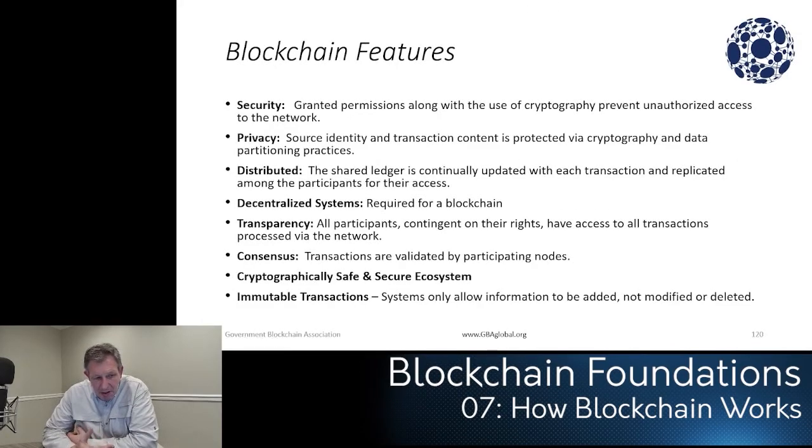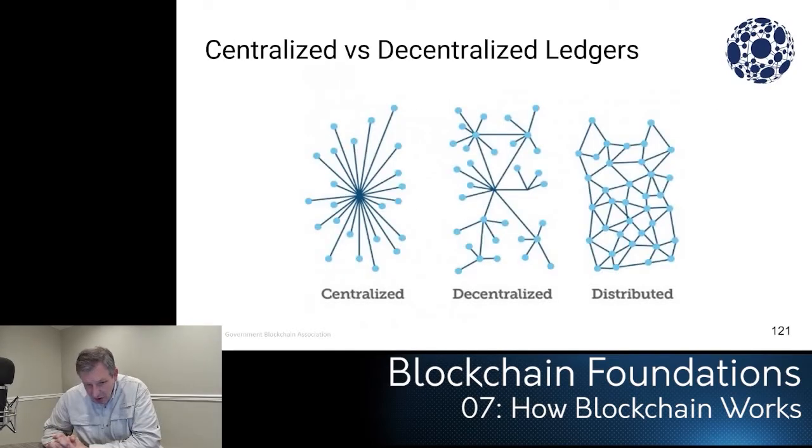Just to review the features: security, privacy, decentralized systems, transparency, consensus, cryptographically safe and secure ecosystems, and immutable transactions. These are all features. You'll see this diagram all over the web, and I don't think either of these diagrams really does this conversation justice. So I'm going to talk through the three terms and explain them. The pictures somewhat describe the terms, but not perfectly.